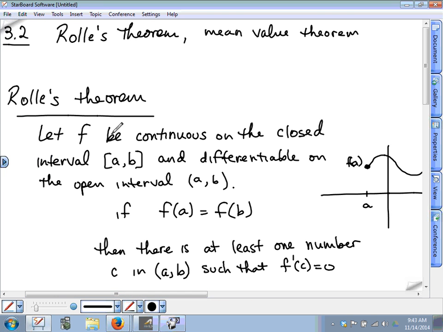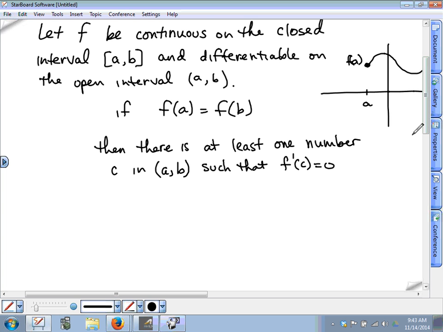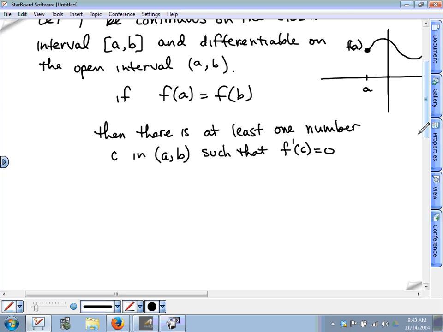But it has to be true that f is continuous on the closed interval. Like we saw on the quiz, if it's not continuous, then it's not guaranteed that there's a number between. So here's an example.